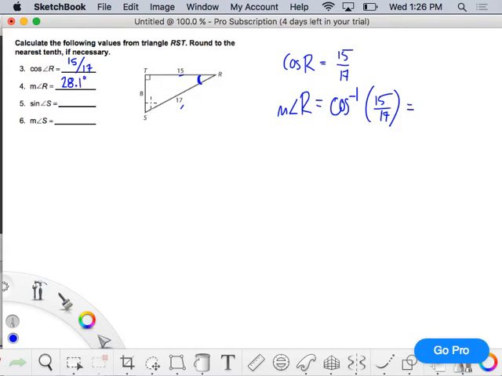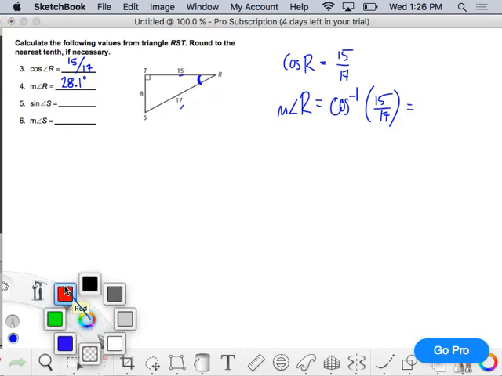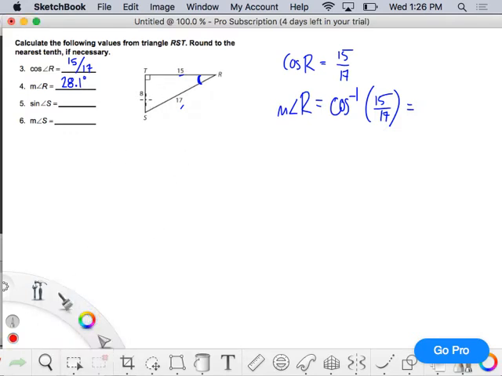Got it? Any questions about that? Okay. Next, it says the sine of S. Sine of S is what? Sine is what? Opposite over hypotenuse. So 15 is opposite over the hypotenuse, so it's 15 over 17.